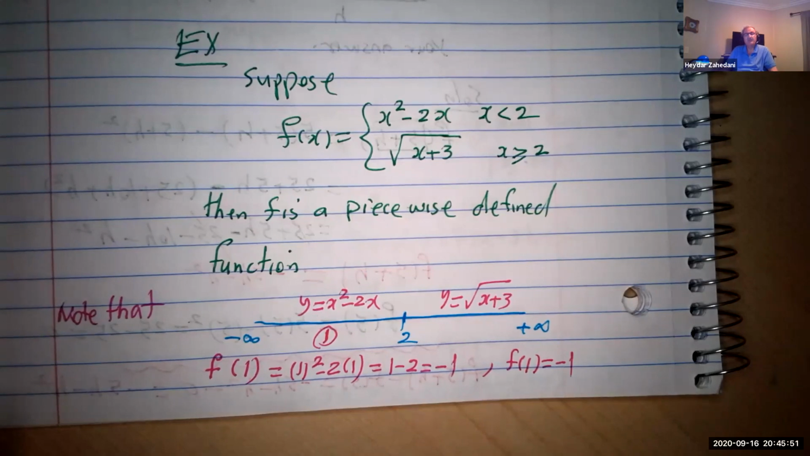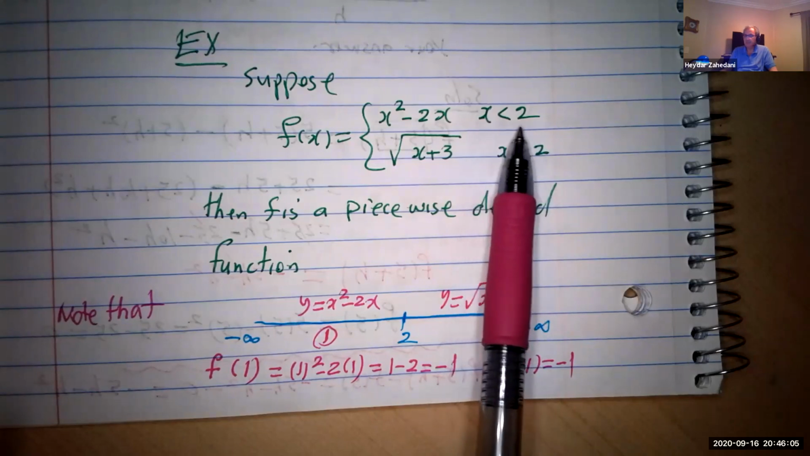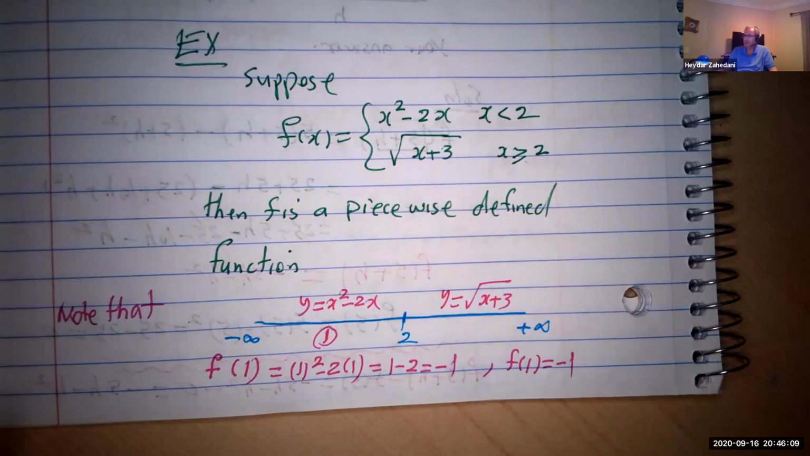You cannot use both of them. There's no overlap, if you like, so you have to use only one. You decide where the number is coming from. 1 is less than 2, so it's below 2. Since it's below 2, you have to use the first formula to get the number. Any question?